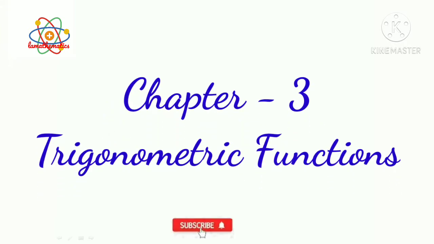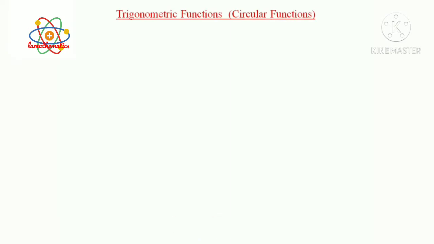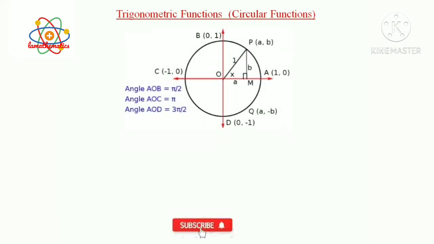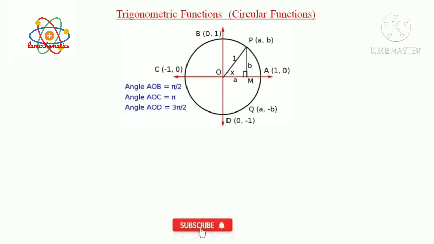Here, chapter 3, trigonometric functions. Trigonometric functions or circular functions. Consider a unit circle with the center at the origin of the coordinate axis. Let capital P (a, b) be any point on the circle with angle AOP equal to x radian. That is, length of arc AP equal to x.